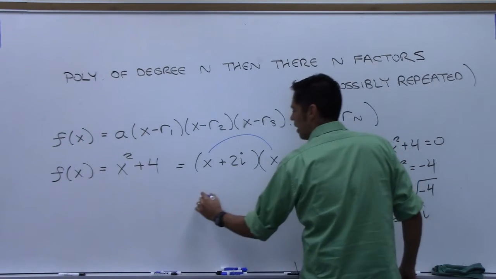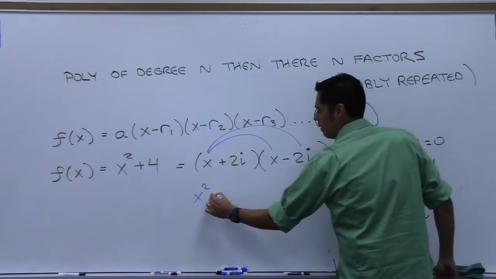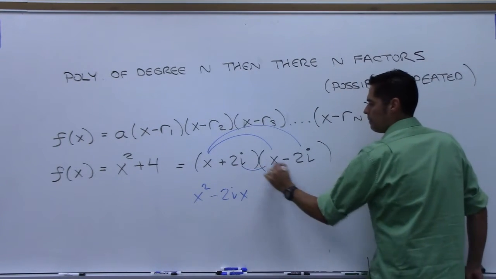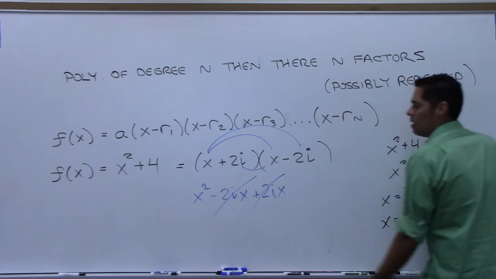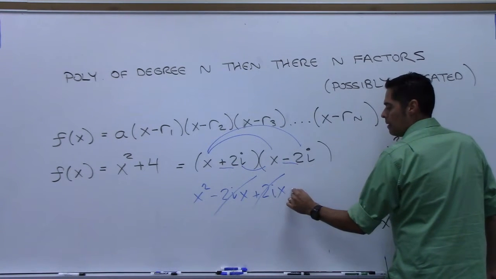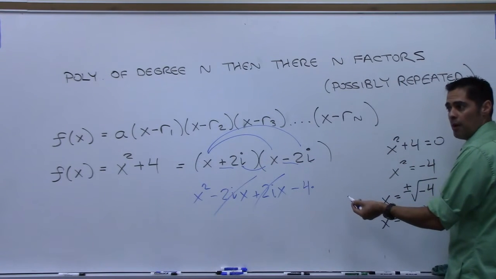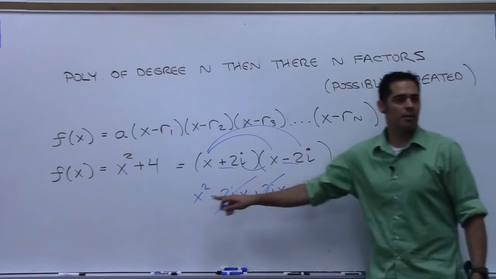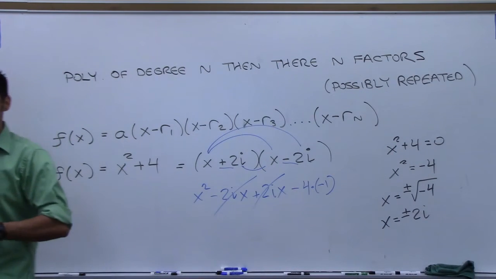FOIL. X times x, x squared. X times negative 2i. How about negative 2ix? Fair? Is that fair? How about this one? Plus 2ix. Those are going to cancel. And then be real careful on this one. What's positive 2 times negative 2? Negative 4 times i squared, which is negative 1. And that is 4. And that's positive 4, and now you're left with x squared plus 4, which is this. Understand?